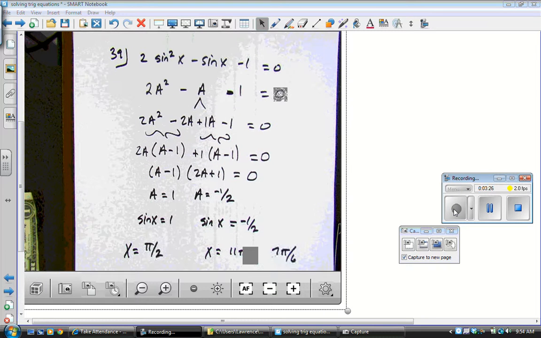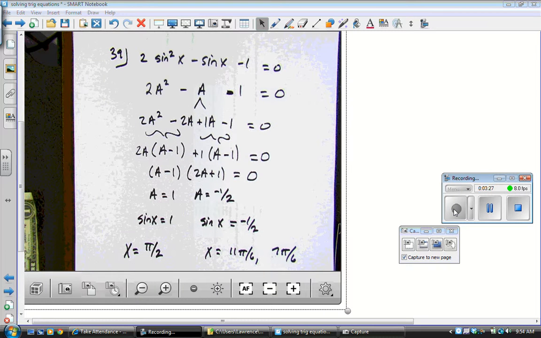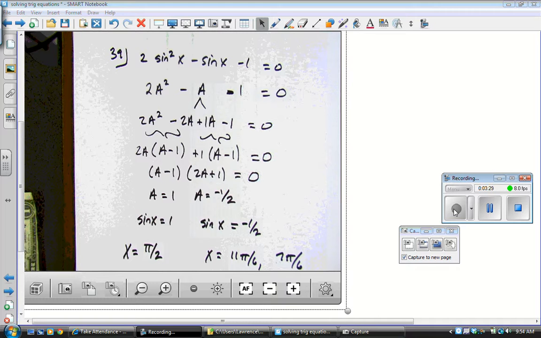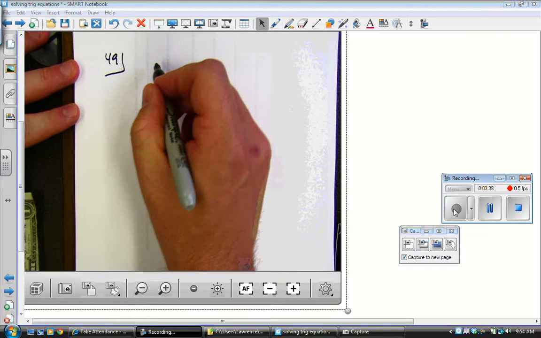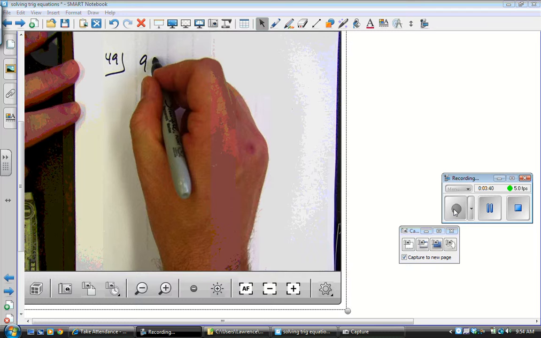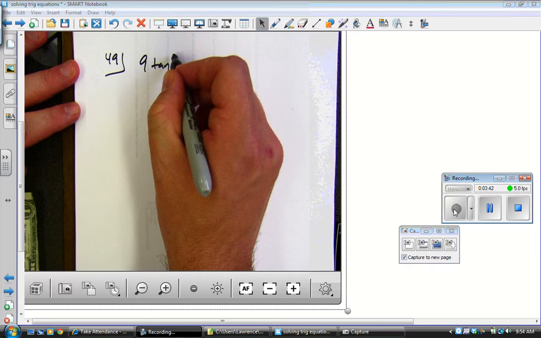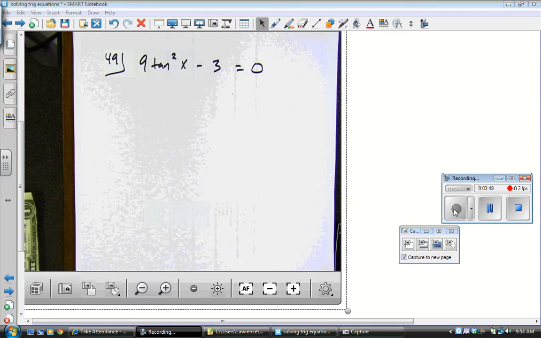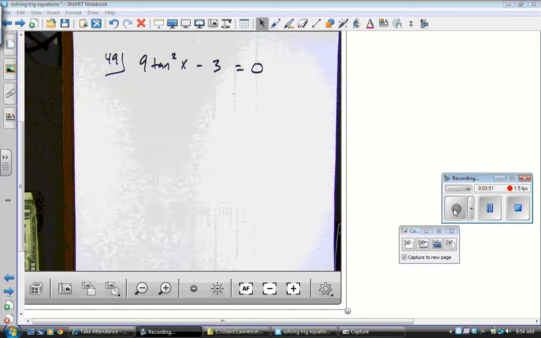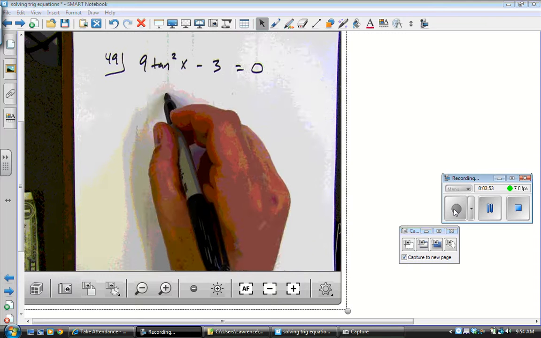All right, 49. Call it out for me. This one is not a factoring one, but we can do it by square roots. Right, no linear terms. So we'll just add the 3. And then we're going to divide by 9.